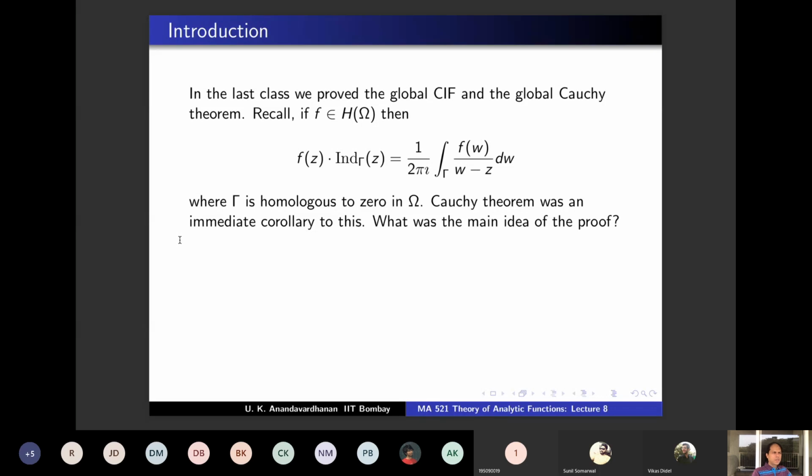We called it G. Case by case, it was defined as (f(w) minus f(z)) by (w minus z) whenever w is not equal to z, and when w equals z, you take it to be f prime of w, which is the same as f prime of z. And then the first observation is that this function, a function of two variables, is continuous on omega cross omega.